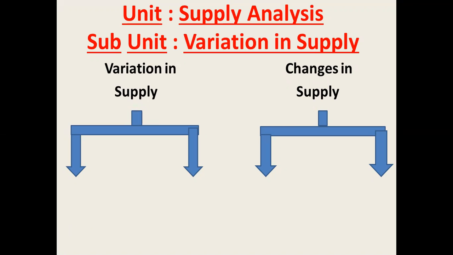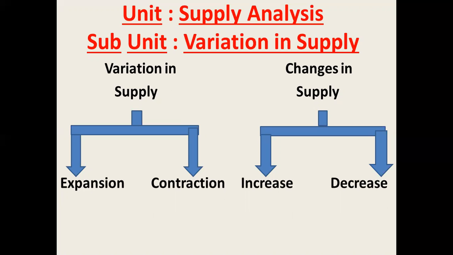So the statement of the law of supply, if you have to remember it: other things being equal or constant, higher the price of the commodity, higher the quantity supplied, and lower the price of the commodity, less the quantity supplied. This statement explains the relationship between supply and price. This is a functional relationship, meaning it's a direct relationship. If price rises, supply will rise, and if price falls, supply will fall. So in this video, we discuss the impact of this relationship, the variation in supply.